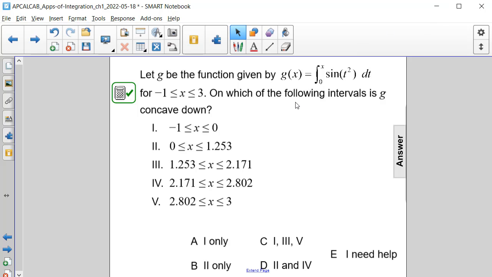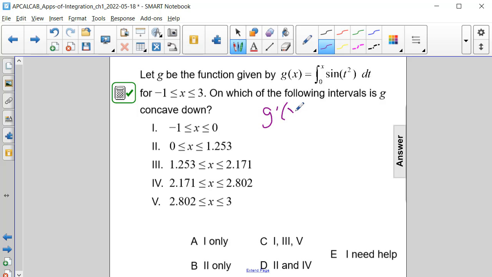Well, by the fundamental theorem of calculus part 1, since we know that g of x is equal to the integral of sine of t squared dt, if we were to take the derivative, or g prime of x, it would be equal to the integrand that we have here in terms of x, so sine of x squared.